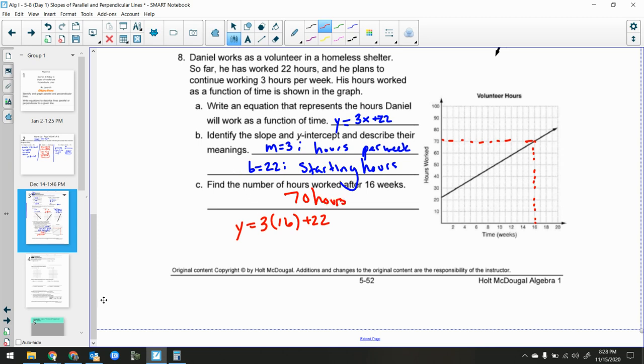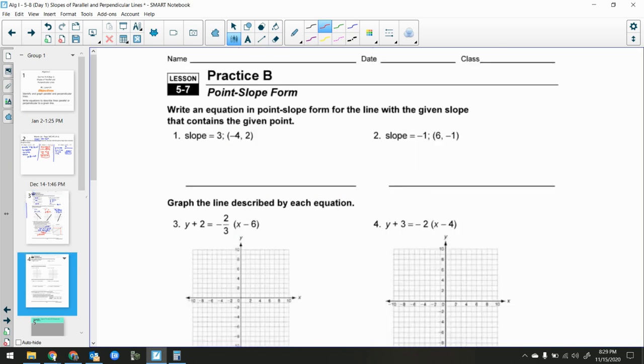Okay. All right. Go ahead and flip it over, please. Write an equation in point-slope form. So again, remember point-slope form, that's y minus y1 is equal to m times x minus x1, right? A lot of people always try to do too much here. You don't want to solve for y. That's if I asked you to put it in slope-intercept form.